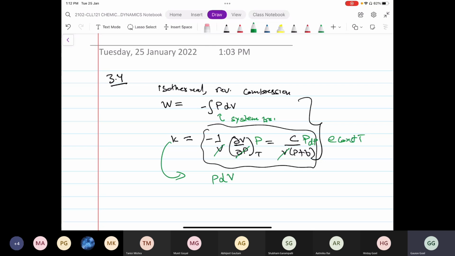From the expression for kappa, PdV you can write in terms of P only. Now you can see the integration would be easy. And the other process detail which I'm using here is that this is constant temperature. So now this you can plug into the expression for W and complete the calculation. Okay.